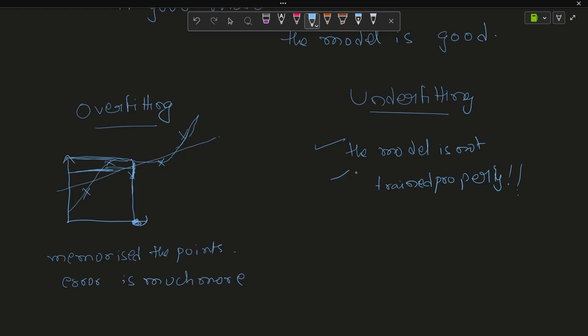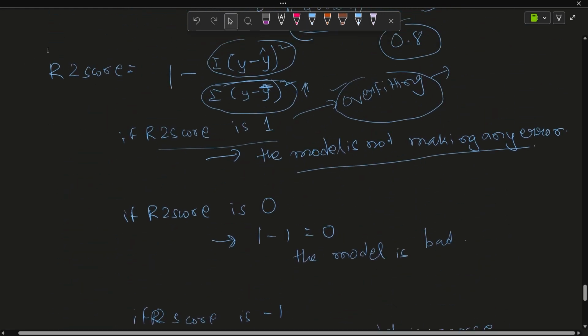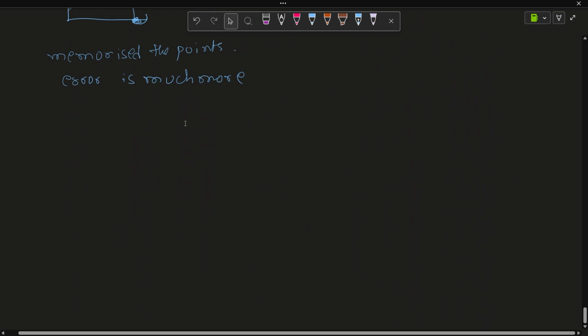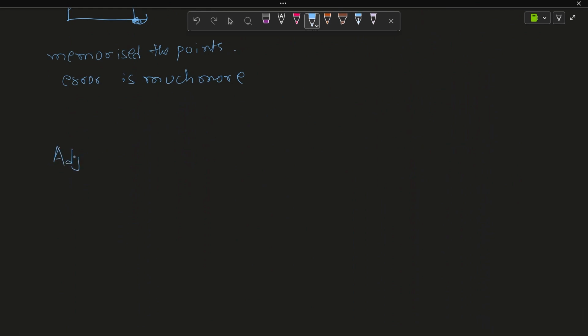So I mentioned there is another metric, right? There is R2 score and there is adjusted R2 score. Why do you require adjusted R2 score? In R2 score there is some drawback. If you add some irrelevant feature in R2 score, the value may increase or may even remain the same.